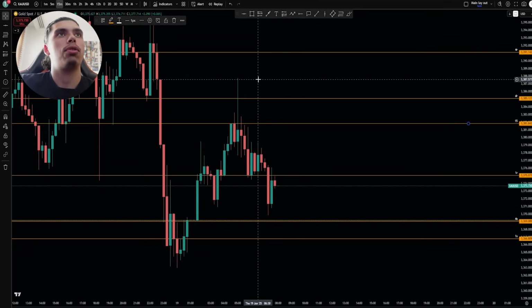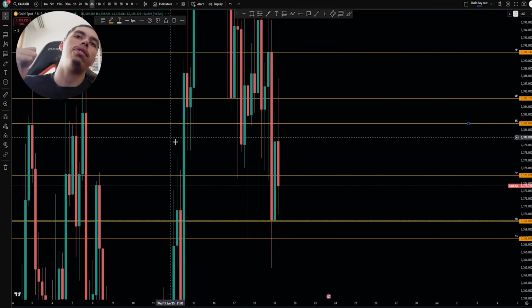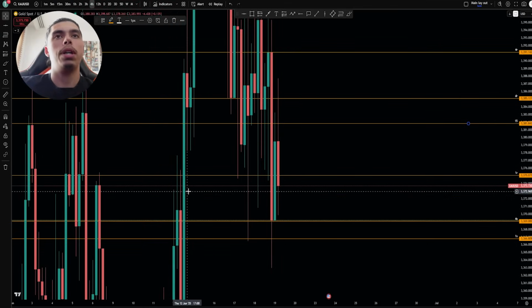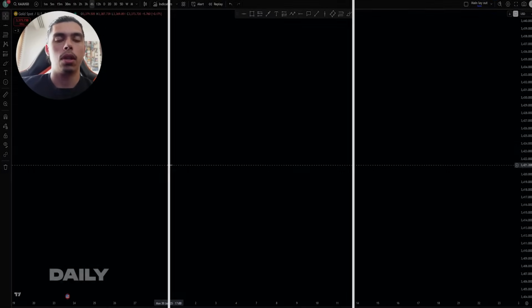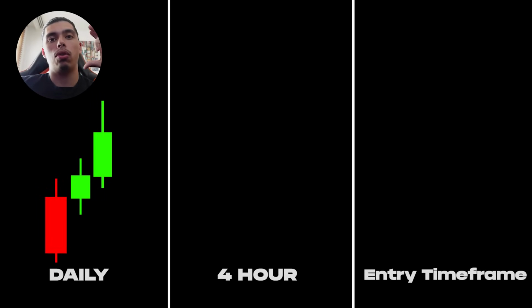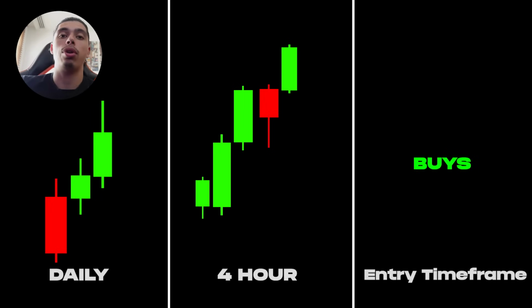I know you guys want to get onto the 5-minute, but just wait. What we're going to look at is how did the previous daily candle close and how did the previous 4-hour candle close. They should be closing in the same direction. So if I'm going to take this setup for buys, I need a daily candle closing bullish and the previous 4-hour candle closing bullish.